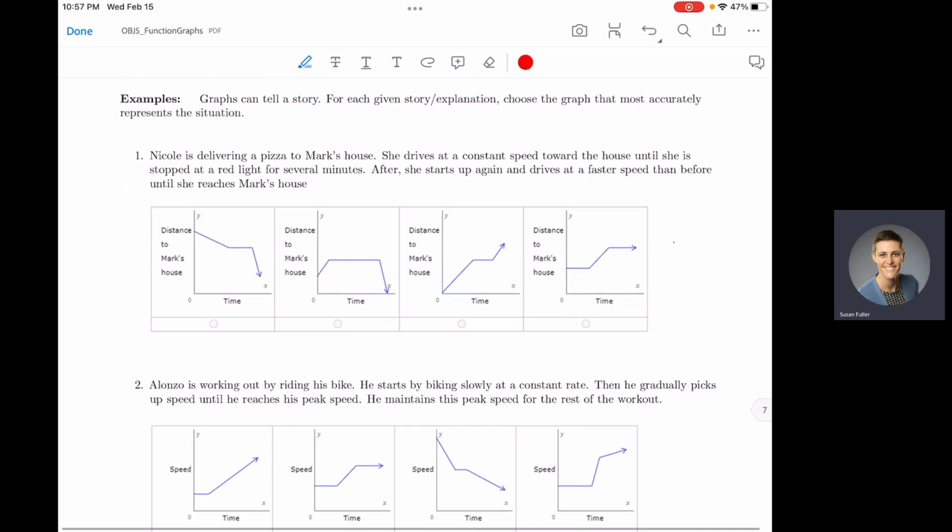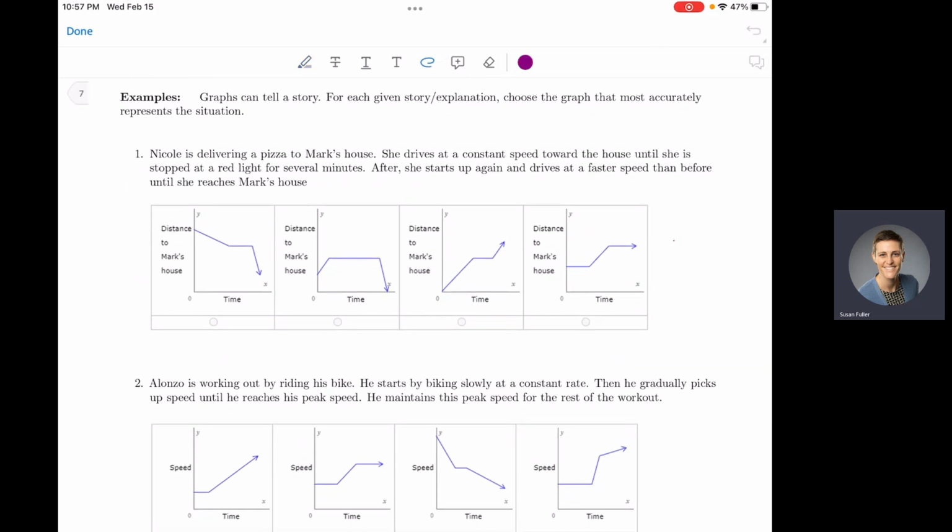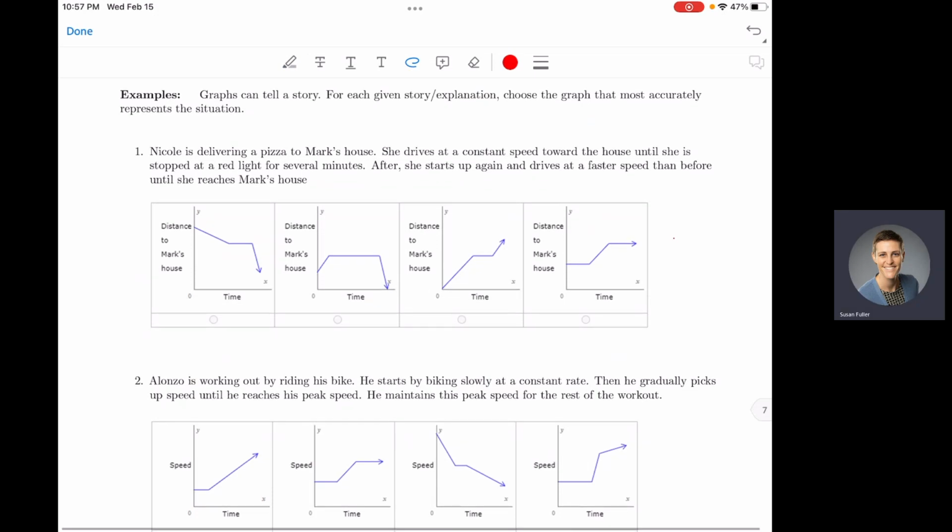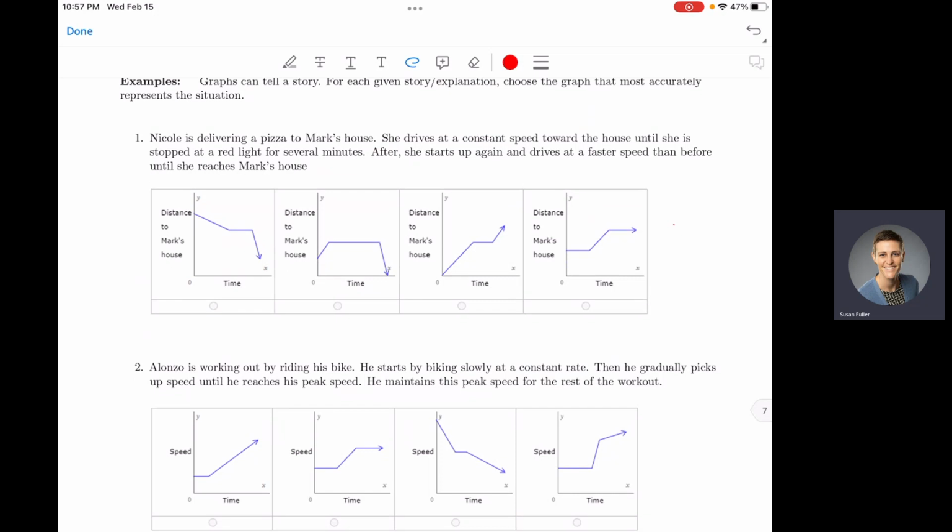All right, and then the last one that I wanted to go over here is this last example, where graphs can tell a story. So if we are given a story or an explanation and we want to choose the graph that represents that situation, I want you to be careful and pay attention to what your y values represent and how that relates to whether your function should be increasing, decreasing, or constant.